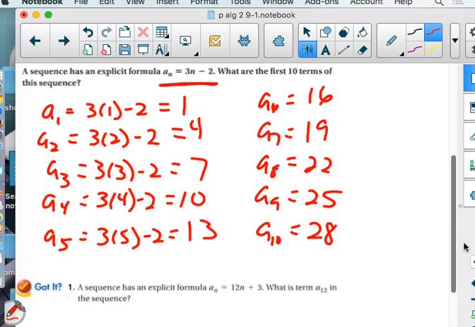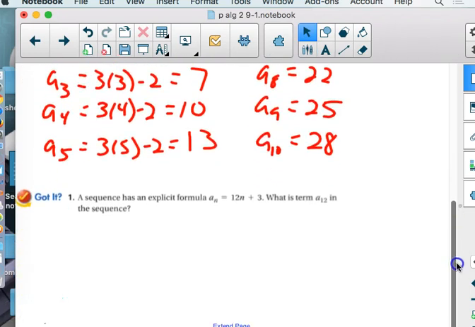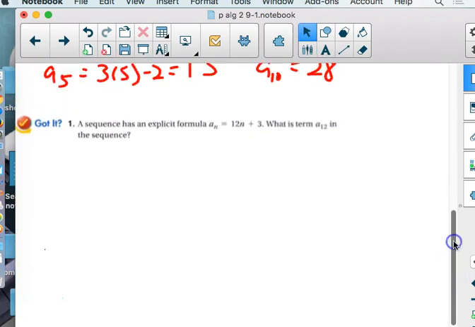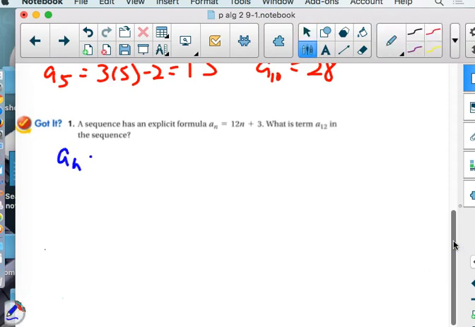So really, all we're doing today is learning a little about notation. If you replace the n with a 3, that means you want the third term, and you have to put a 3 into the formula to get it. So this one says we've got another explicit formula: a sub n equals 12n plus 3. Find the 12th term. Do we have to do the first term, the second term, the third term? No. We don't need those. What should we do? That's all we have to do.